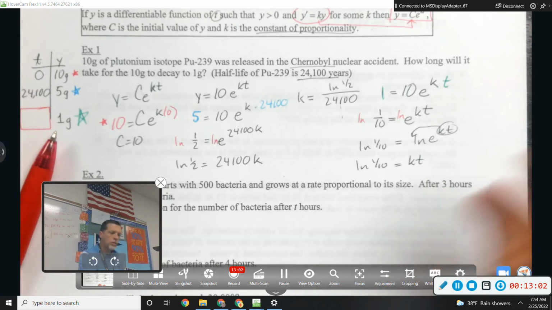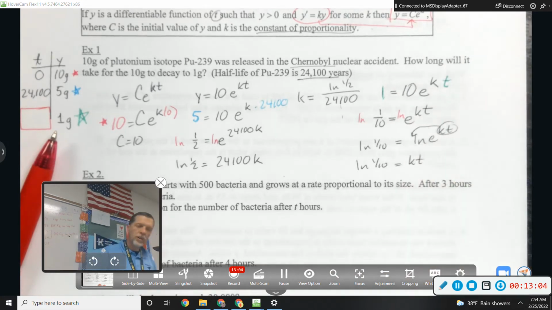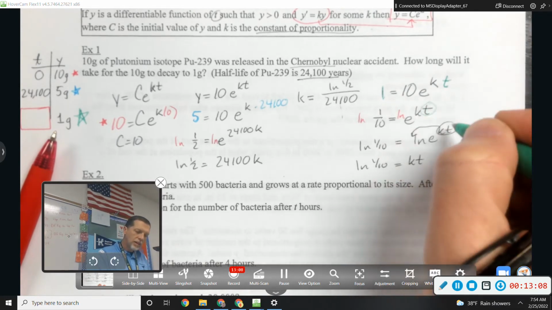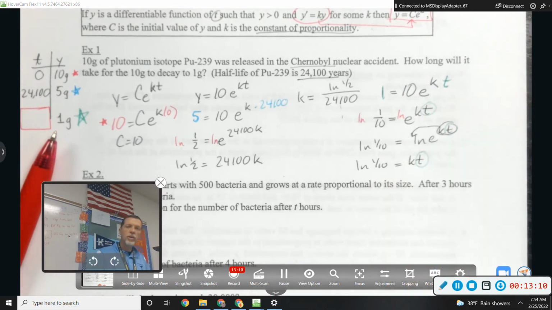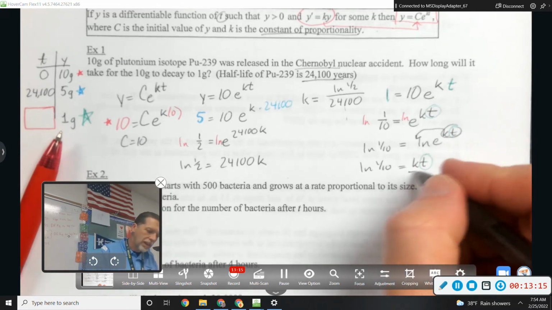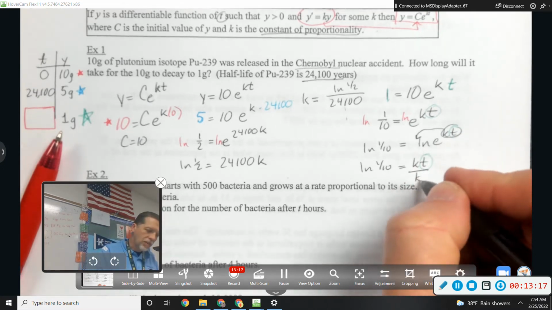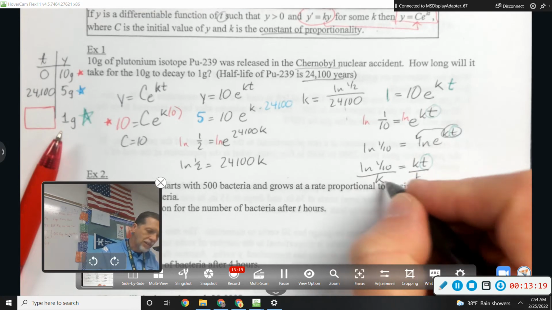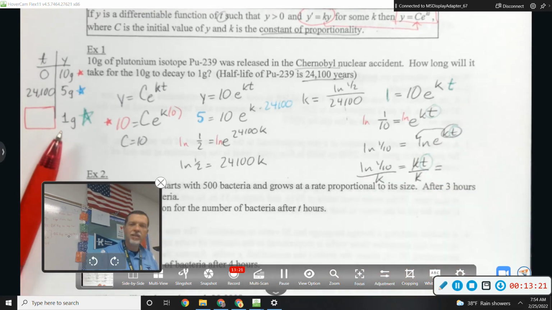And again, don't lose track of what we are looking for. Why are we doing that? What are we solving for in this problem? T. Trying to get T by itself. So what do I need to do to get T by itself? Divide by K. K is just a letter. Do I know what K is? Yeah, my calculator has that.